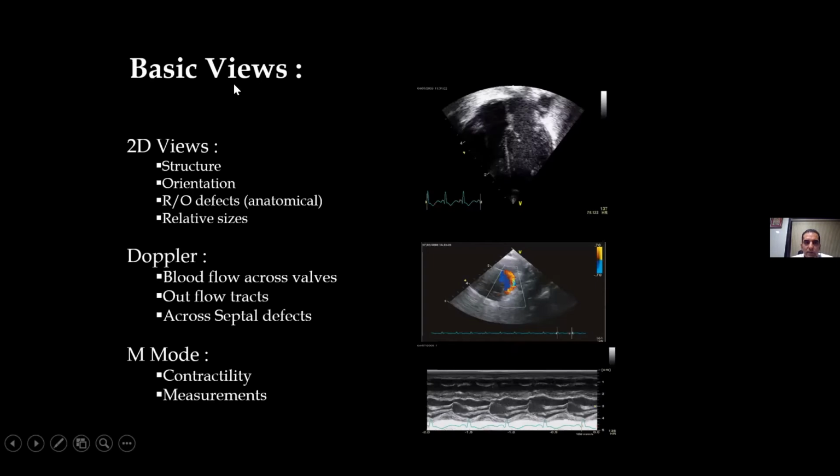So now the basic views, as was discussed initially, are divided into three main headings. One is 2D views. A 2D view is like this, gray and black scale. In this, you are able to see the upright apical 4-chamber view. In this, you try to orient yourself for the structure.